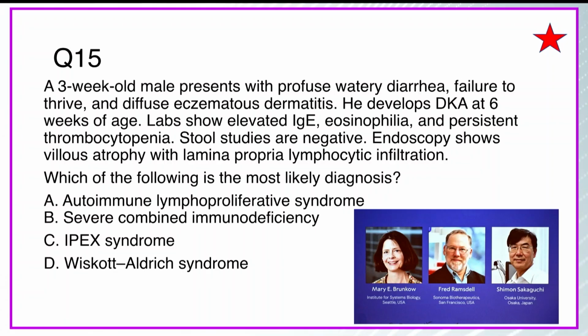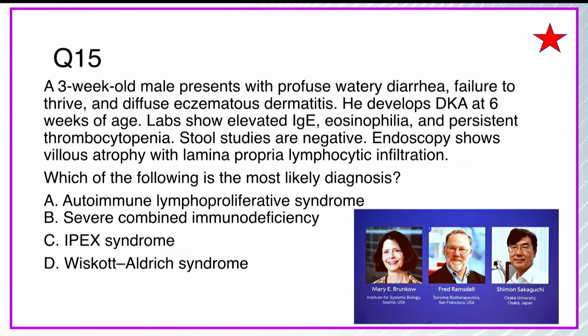And we have an image snippet there. Which of the following is the most likely diagnosis? Autoimmune lymphoproliferative syndrome, severe combined immunodeficiency, IPEX, or Wiskott-Aldrich? Watery diarrhea, failure to thrive, eczema, DKA, IgE, eosinophilia, and thrombocytopenia.